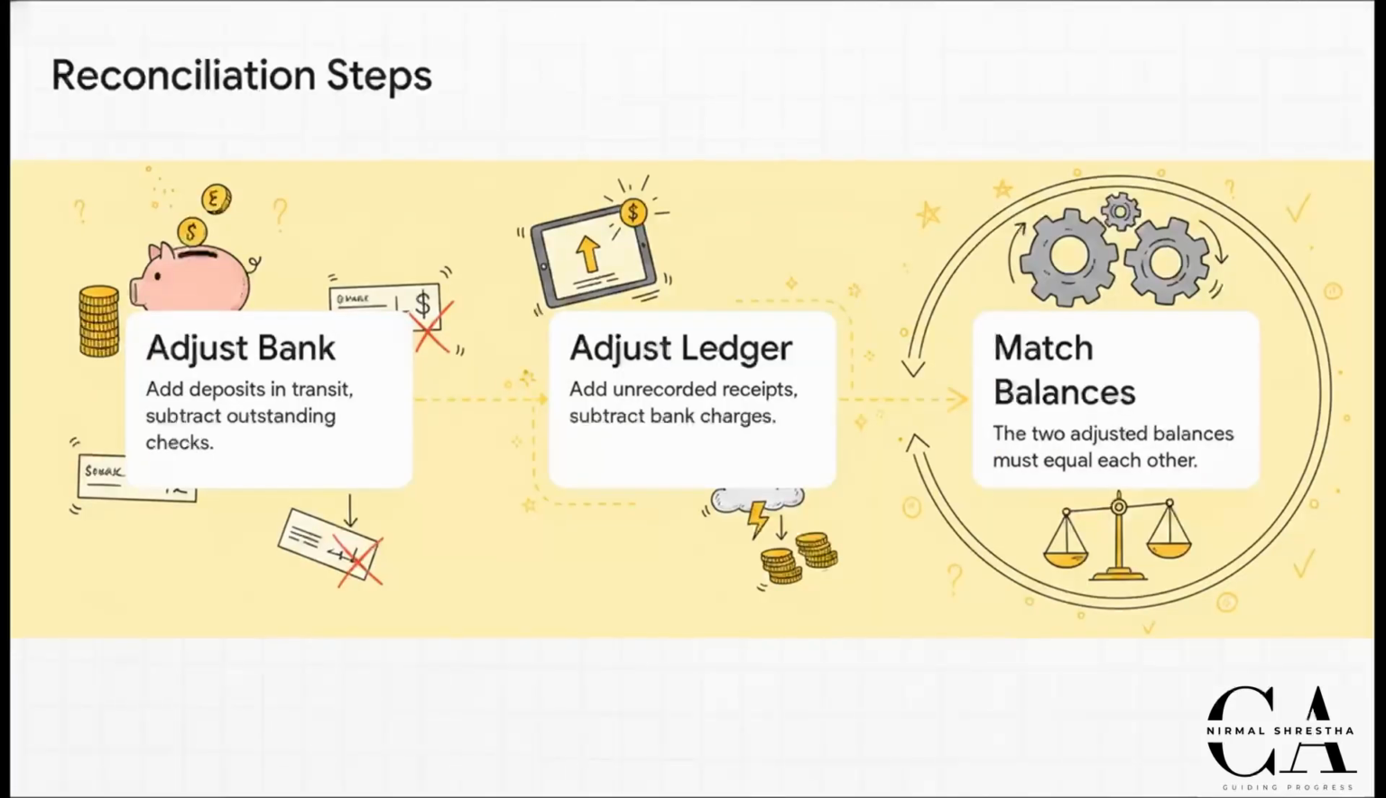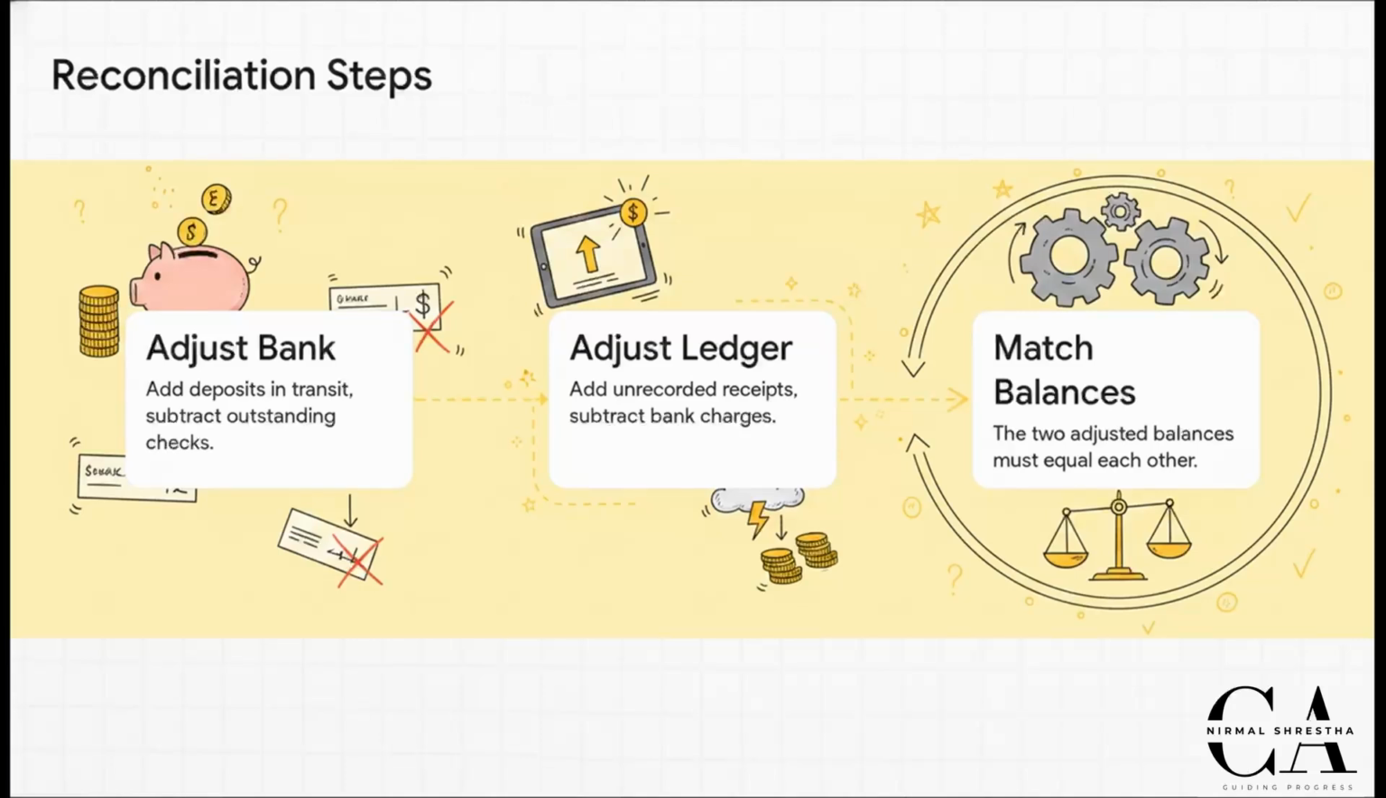To figure this out, we follow a super strict 3-step procedure. Step 1, we adjust the bank's balance. So we add deposits we've made that the bank just hasn't processed yet, and we subtract checks we've written that haven't actually been cashed. Then step 2, we adjust our own internal general ledger balance. We add in unrecorded receipts, like electronic transfers we literally just found out about, and we subtract any bank charges we were just hit with.